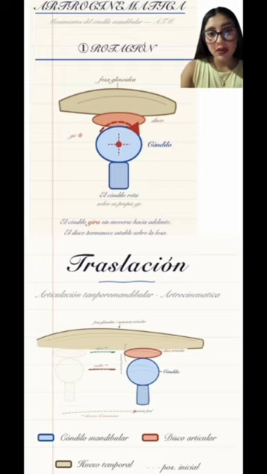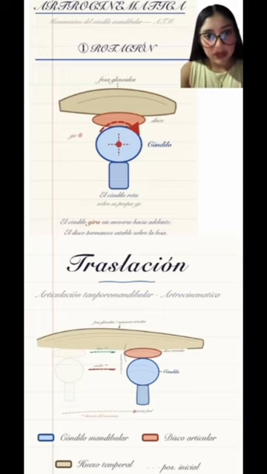To conclude, I would like to summarize the most important points with three key concepts: rotation occurs first, translation occurs second, and the disc moves with the condyle. These three concepts perfectly summarize the sequence of the articular movement of the temporomandibular joint.